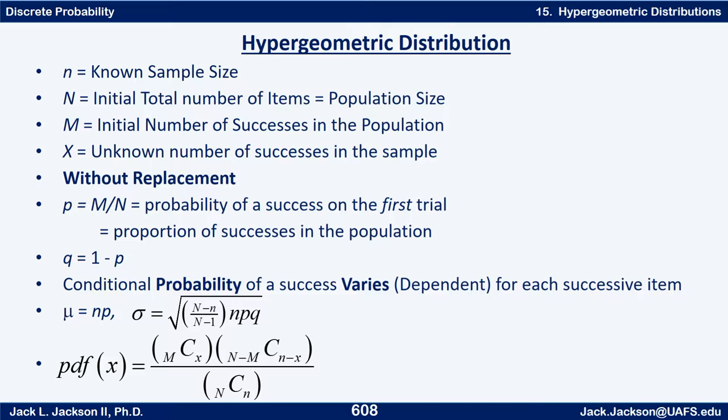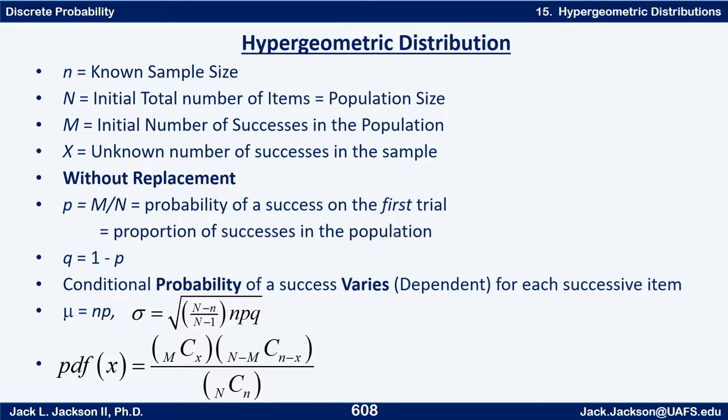Remember, this is done without replacement on our selection, so p equals M over capital N is the proportion of successes in the population, and that's the probability of a success on the first trial. But the probability of success varies, is dependent for each successive item depending on what we got before that. q is 1 minus p, the probability of a failure on the first trial.